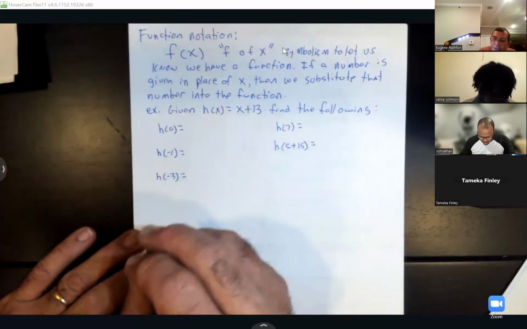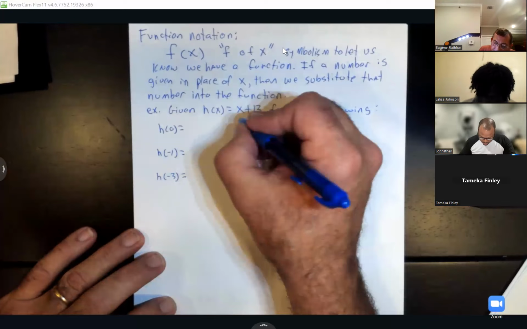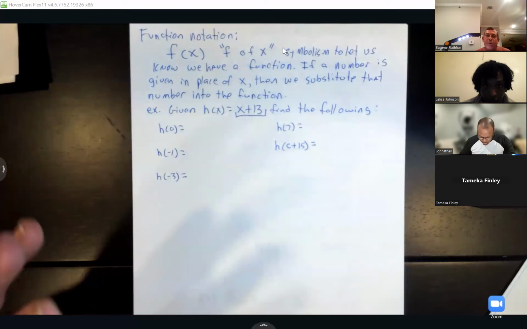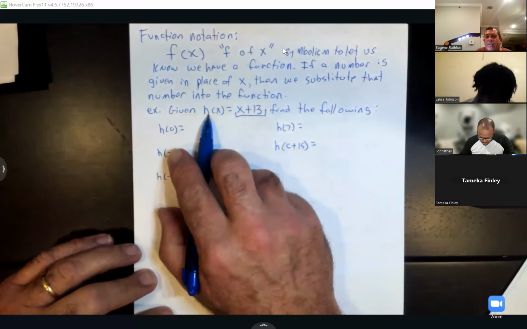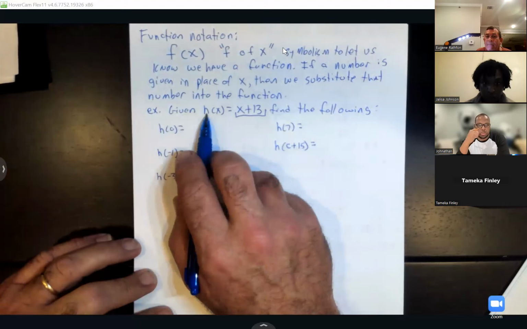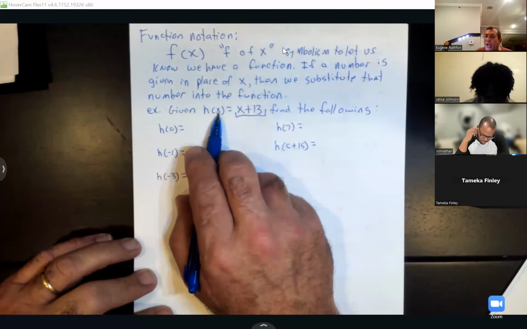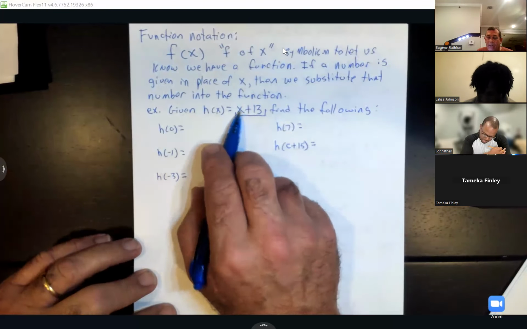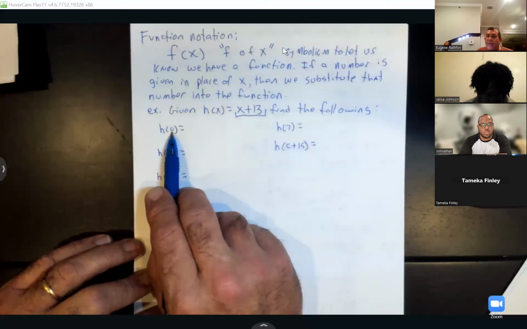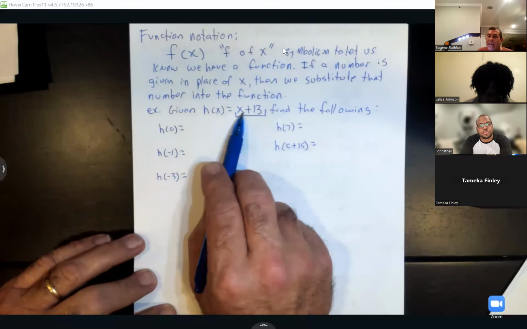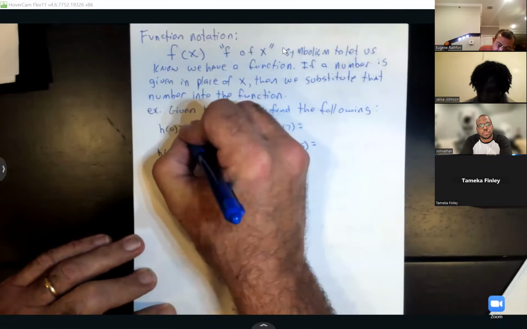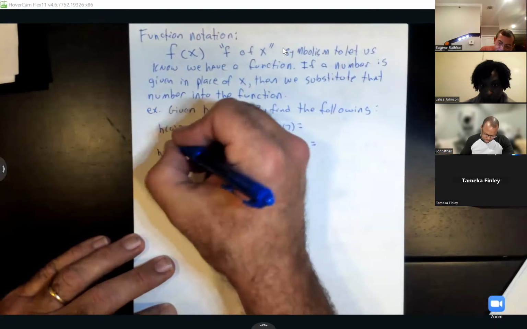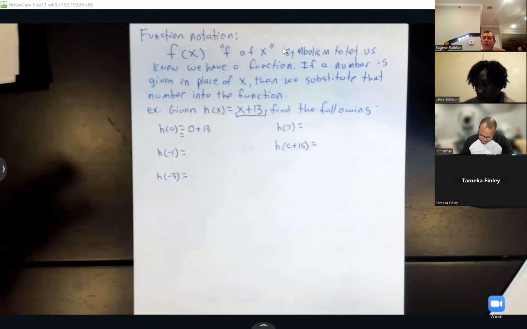So, y'all, here's the function. The function is this x plus 13. That's the only thing we're worried about putting the numbers into. H of x just lets me know I got some kind of function. And remember, if we had a number in place of the x, that's what number goes into this x plus 13. So h of 0, they're wanting me to put that 0 in for that x. So this would make this a 0 plus 13. So y'all add that and we're done.